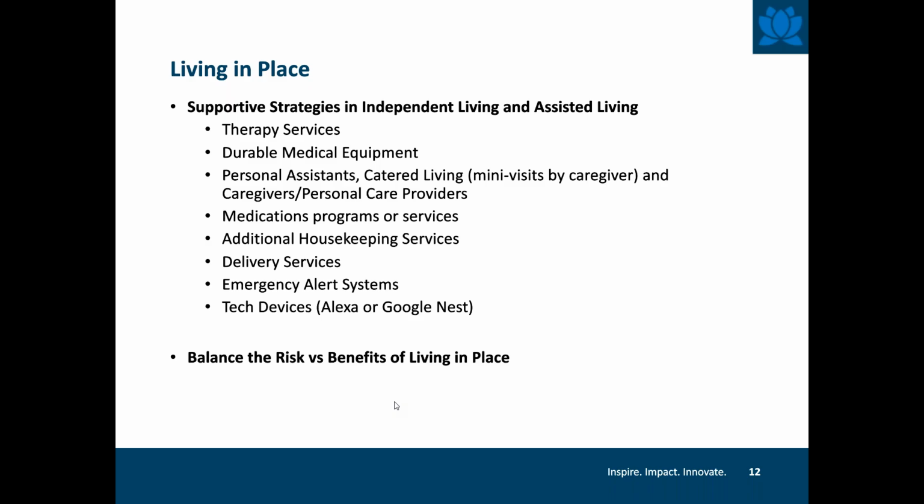Medication programs or services are also something that we would want to consider. Things like bubble packaging, or even dispensers, medication dispensers that could be connected to an app. Additional housekeeping services, delivery services, emergency alert systems, and tech devices such as Alexa or Google Nest that could do things, for example, like provide appointment reminders, medication reminders, or even technology to lock the door at night if the resident forgets to.